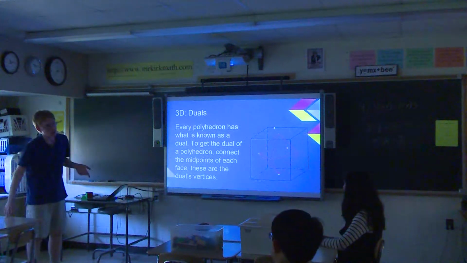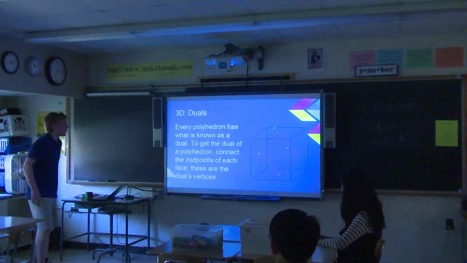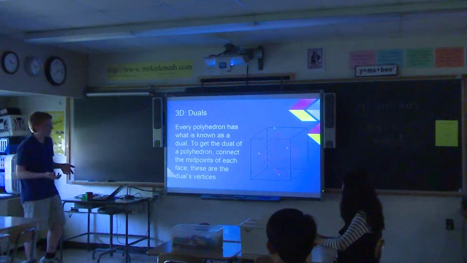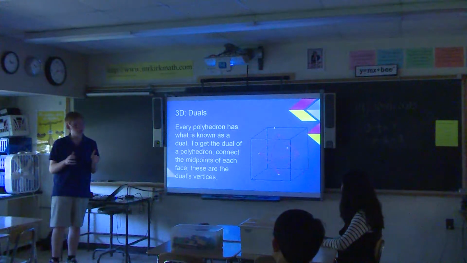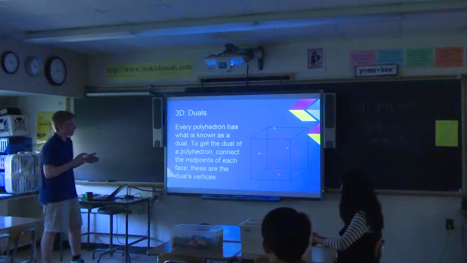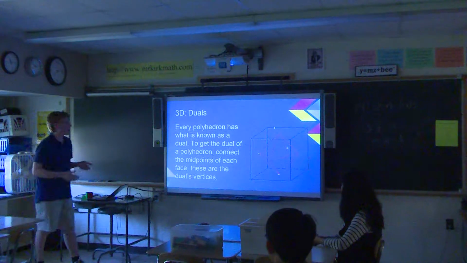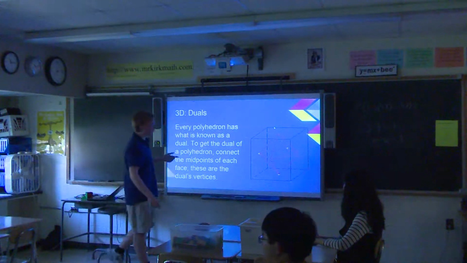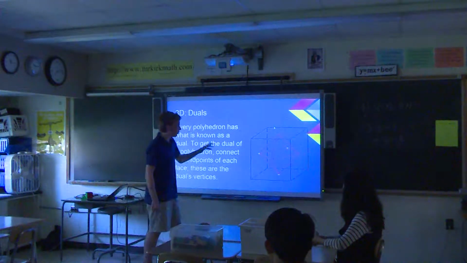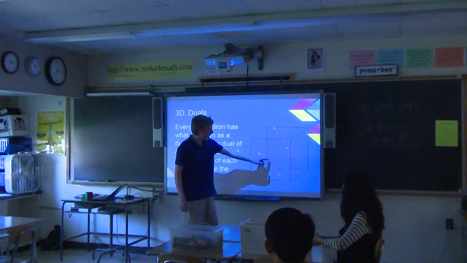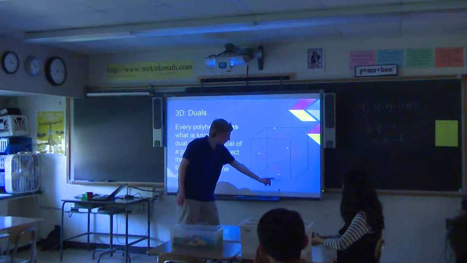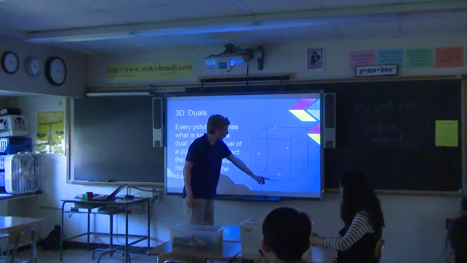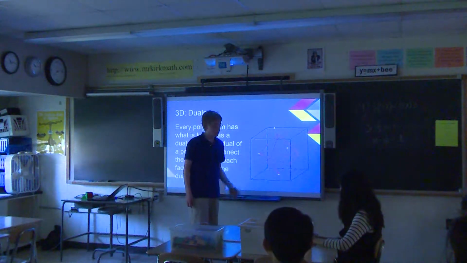Duals: every polyhedron has this thing called a dual. A dual is basically the polyhedron that you get when you connect the midpoints of the sides of your original polyhedron such that they become the vertices of the new one. For example, the octahedron and the cube are duals. We have a cube here. We connect the midpoints there, like that. Was that clear? You have the midpoints, you connect them to every adjacent one, and you get what looks like an octahedron.